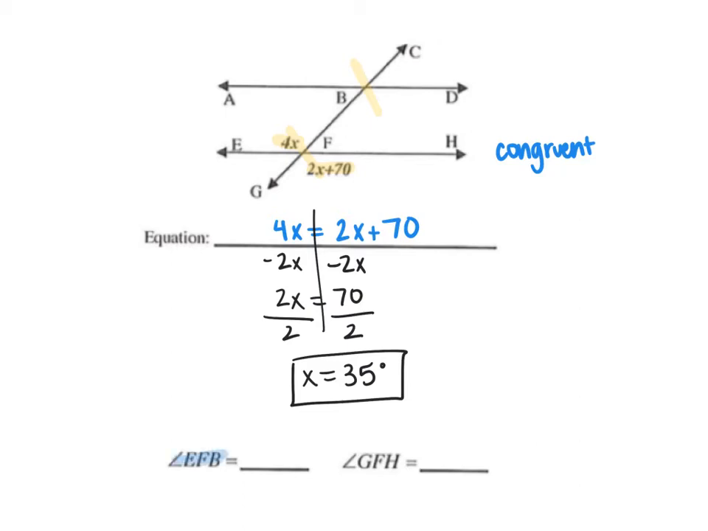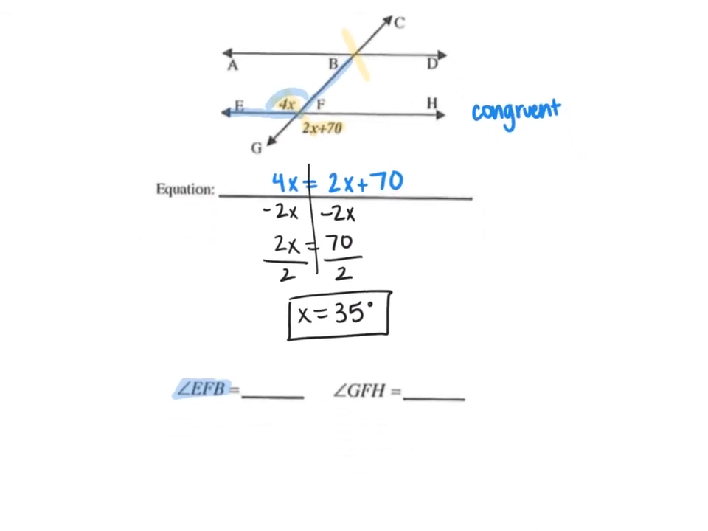So here it says EFB. To quickly identify an angle, what I like to do is follow those letters. So I start at E, I make my way to F, and then I go up to B. So that angle would be that 4x angle that I was given at the beginning. So if I was finding the value of angle EFB, that's 4x, and I have that x equals 35. So what I would do here is 4 times 35, and that would give me the value of that angle, which would be 140 degrees.